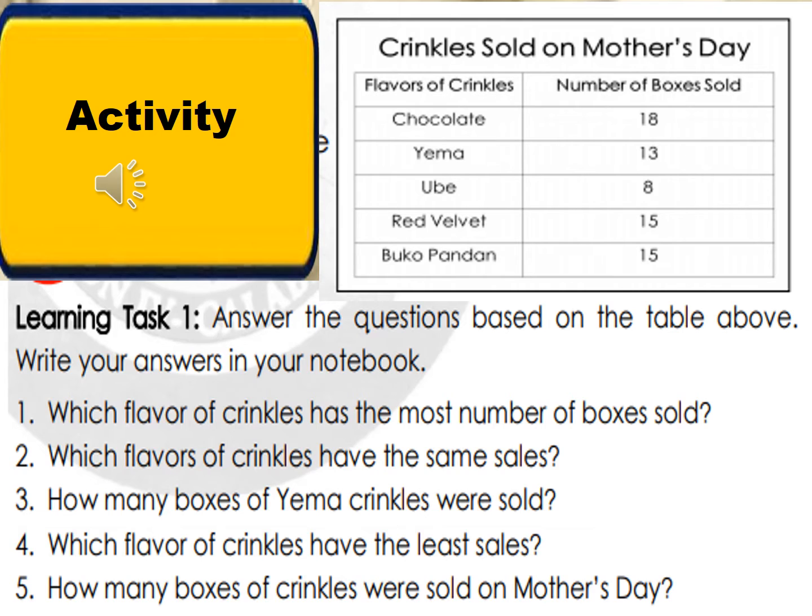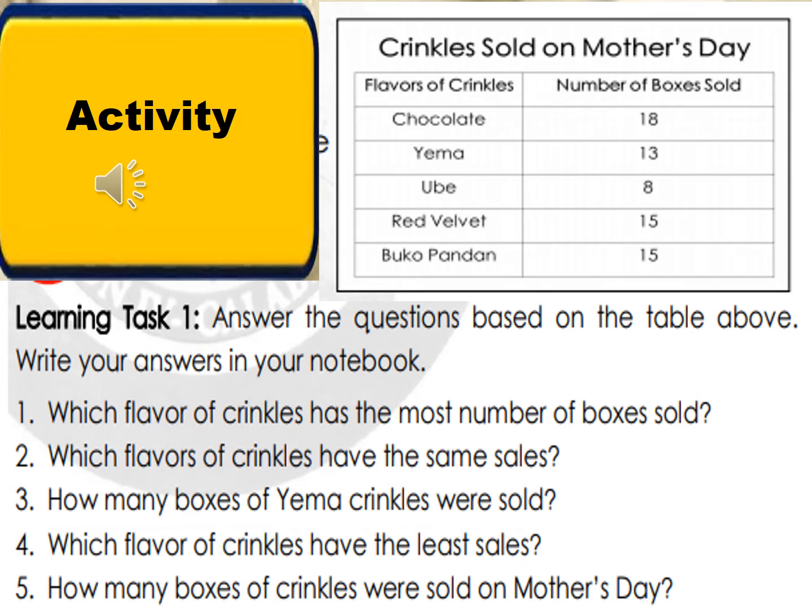Now let's have the first activity based on the table, Crinkles Sold on Mother's Day. Let's answer the questions. Number 1. Which flavor of crinkles has the most number of boxes sold? So it means the largest number. Number 2. Which flavors of crinkles have the same sales? So from the flavors of crinkles, which of the flavors have the same number of sales?